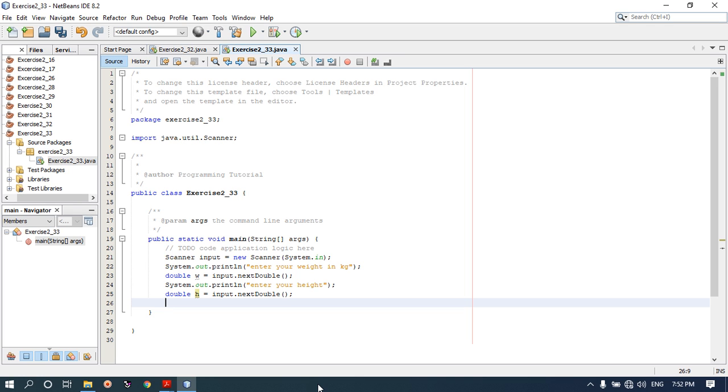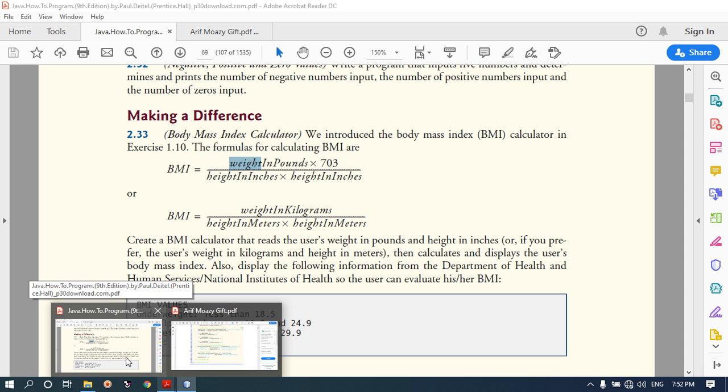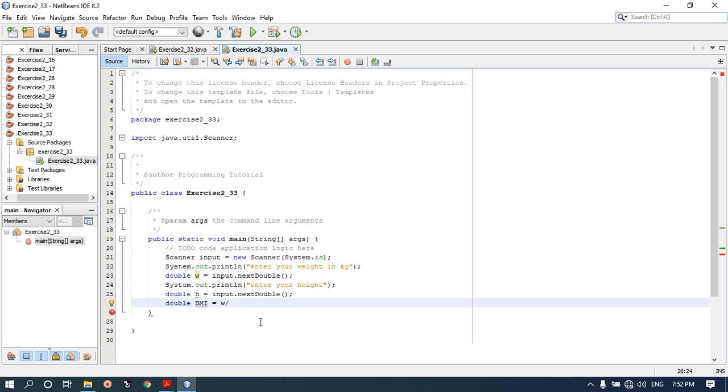Now let's have a BMI variable. Double BMI is equals to weight divided by height square. H cross H. Now we have the value.